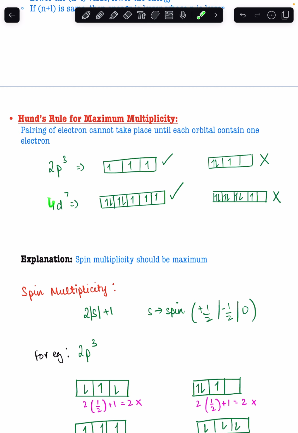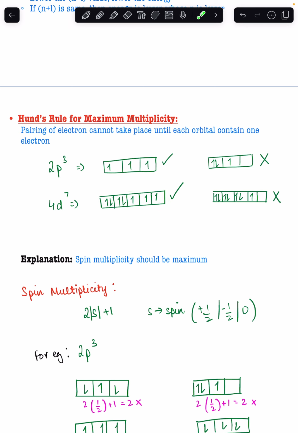For example, let's take another example, 4d7. Here you cannot fill it this way, that you first fill the first orbital, then the second, then the third, then whatever remains. No, this is the wrong way. You do not do it like that. You have written 4d7. First you fill 1, 2, 3, 4, 5. You filled the 5, and now we have 2 remaining, but each orbital can contain at most 2, right? So you're not going to move to the next subshell, but you're going to fill here. Now you'll start pairing it. So 1 and 2. All right.